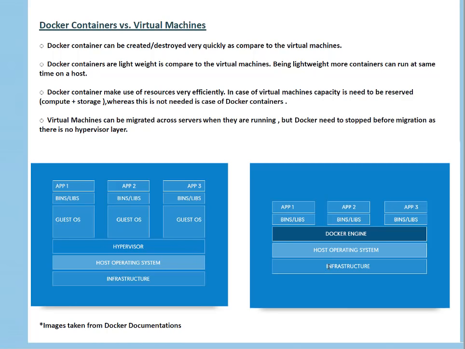In the case of Docker, there is infrastructure, host operating system, and Docker engine. That is not a hypervisor, but a Docker engine which manages the Docker containers. And after that, there is no need to install an operating system because your host operating system is used, and your libraries and binaries are used by the application. So that's the way Docker works. You can see there is no hypervisor layer and no guest operating system requirement. That's why Docker is quick to deploy and easy to manage.